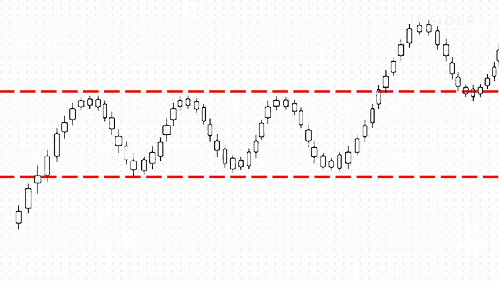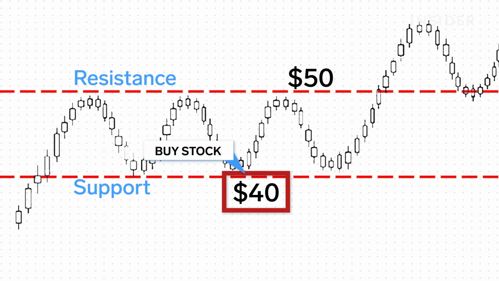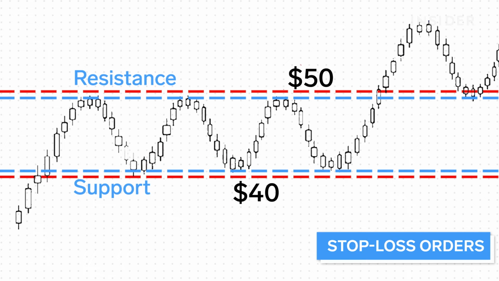Let's say your research shows that a stock has gotten to about $50 several times, but it doesn't seem to go past $50. It's also gotten as low as $40 a few times, but it doesn't seem to go below $40. In this case, $50 is the point of resistance because you can likely expect the value to go back down once it reaches $50. And $40 is the point of support because you can reasonably expect the value to go back up once it hits $40. Ideally, you'd buy the stock when it's at around $40. Then you'd place a stop loss order at $50 to avoid losing money when it trends back downward, and a stop loss order at or just below $40 to make sure you don't lose too much money.